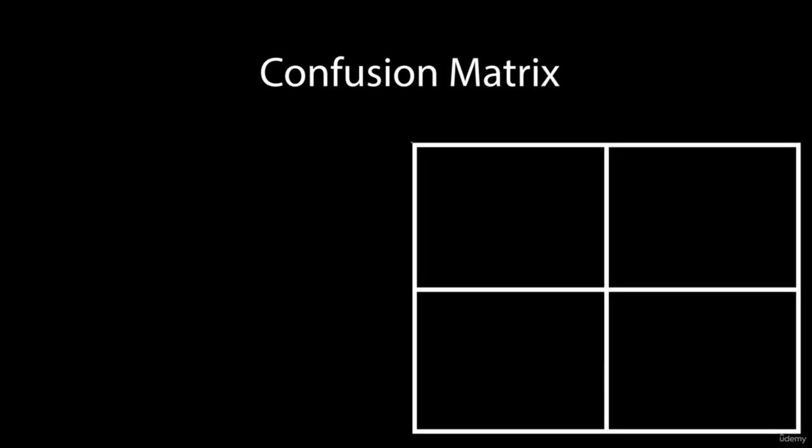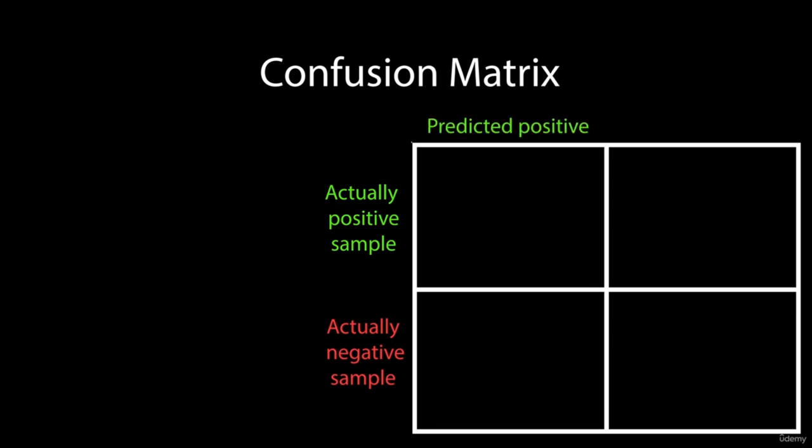A confusion matrix is a table that helps us to describe the performance of a model. When we have our training data, what we have is data that is actually meant to be classified as positive and data that is actually meant to be classified as negative. Then we take our model and try to classify that data. What we get from our model is data that is either predicted as positive or predicted as negative.